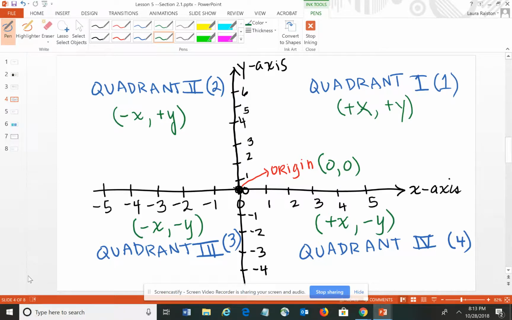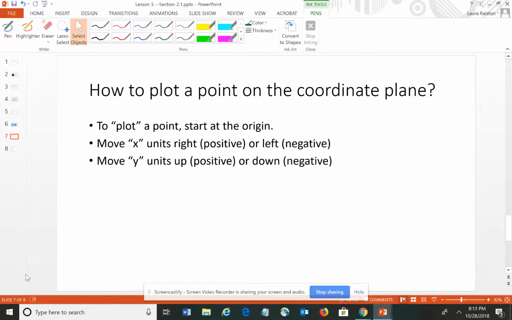One of the most basic skills that you need to be familiar with in algebra is how to plot a point, because we plot points ultimately to create the picture of a graph, such as a line or a parabola or even a circle. So to plot a point on the coordinate plane, we always begin at the origin. That's our starting point. And then we move x units either right or left as indicated by the number. And then we move y units up or down.